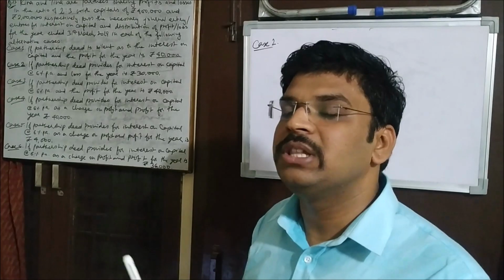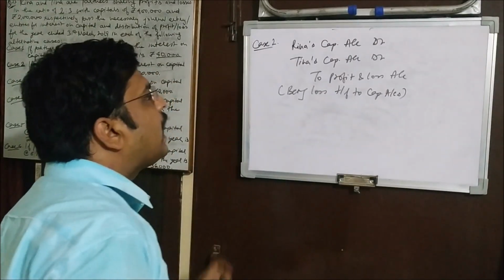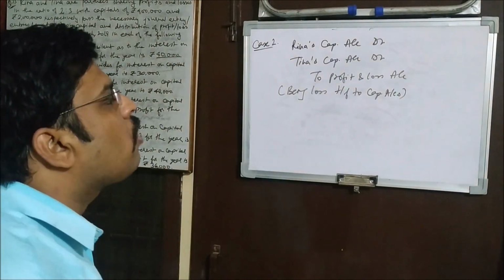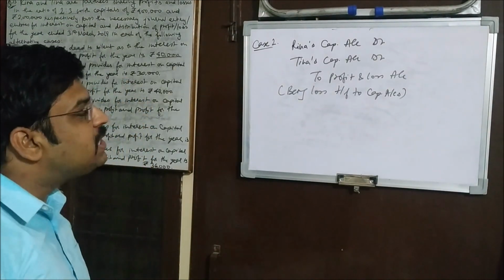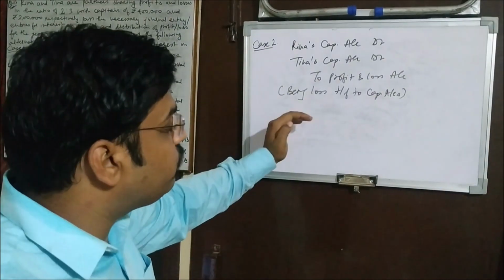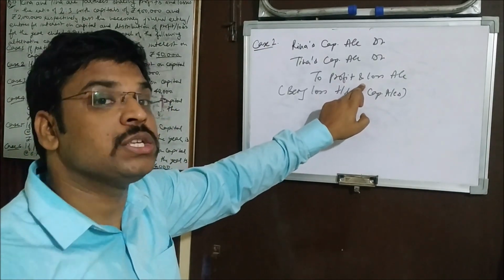All right, because no other further item is there. So what entry will be passed? Have a look here. The entry is Reena's capital account debit, Tina's capital account debit to profit and loss account. Because it is a loss, their capitals will be debited. Be focused here: it is not profit and loss appropriation account, it is profit and loss account.